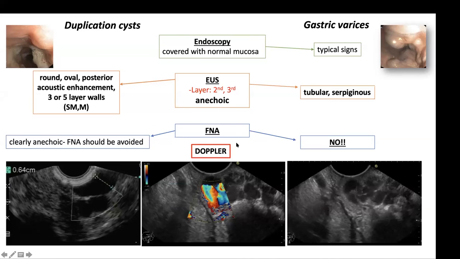And when should we consider FNA in this type of lesion? Here you can see that probably in standard EUS examination, they can even look very similar. However, after using Doppler EUS, you will see the difference: blood flow for gastric varices and none for duplication cysts. So generally, FNA is not indicated in gastric varices; it's contraindicated, so you should know it. But also in typical-looking duplication cysts, with a clearly anechoic appearance on EUS assessment, FNA should be avoided due to the high risk of infection.